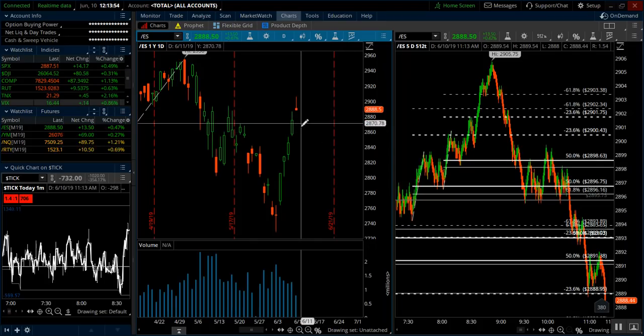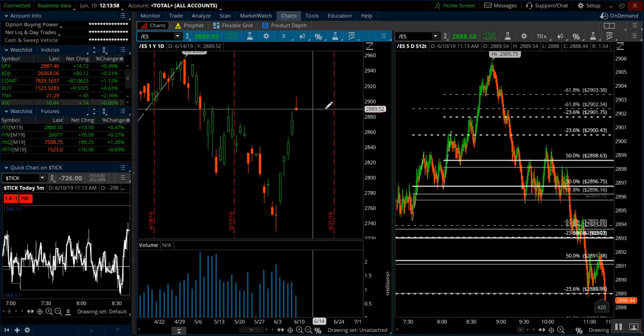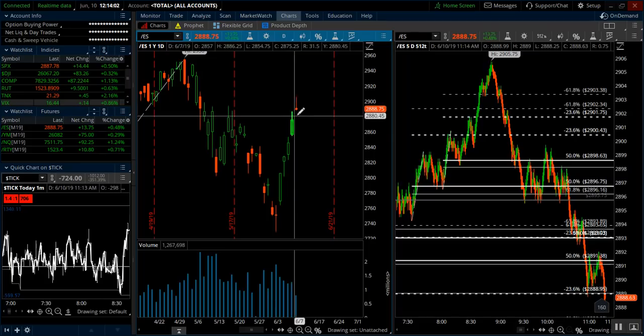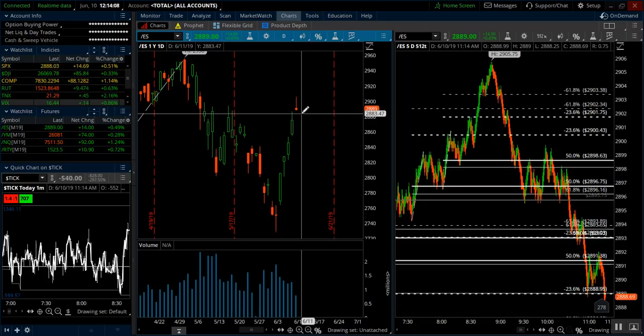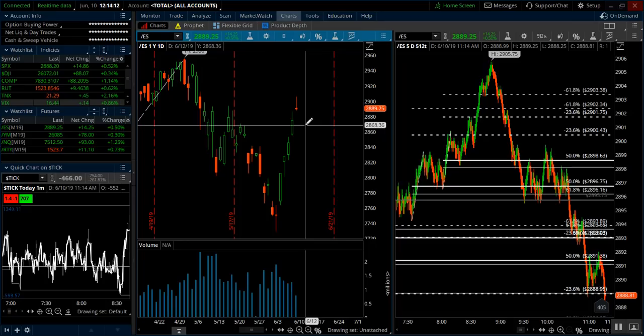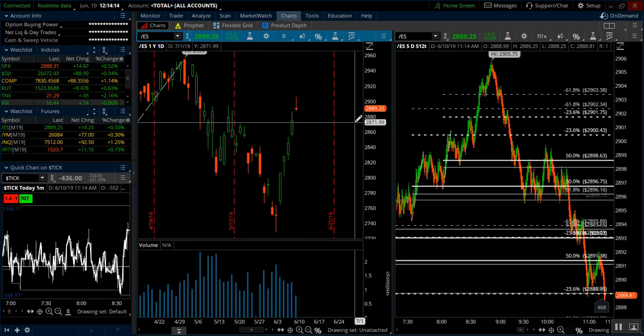We could get a hammer in here, or 2 or 3 days, or even a full week of sort of sideways action. So as I look to take a short here, I'll put my stop above the swing high, and if the market starts to move lower, you can split your stop up into two parts, if you will.